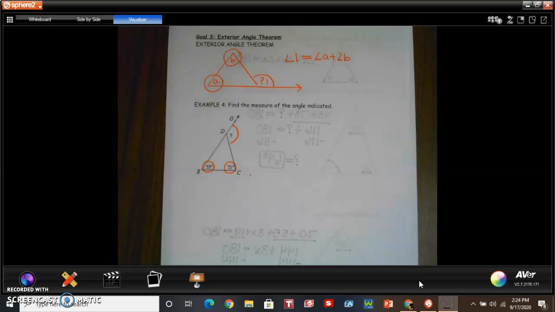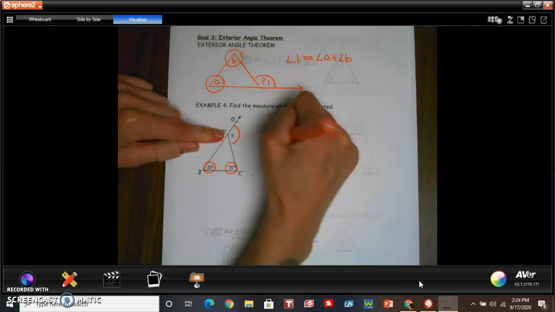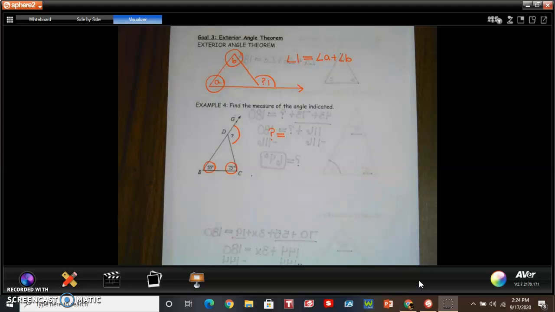So what is it we don't know? So we do not know our question mark. Now, not all of them are going to be like that. Sometimes it's going to be one of your circles you don't know, okay? So make sure you set it up correctly.